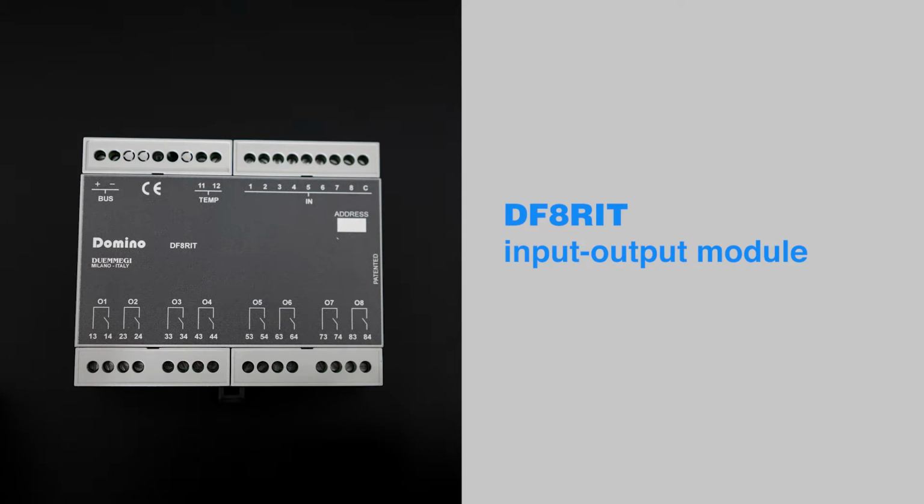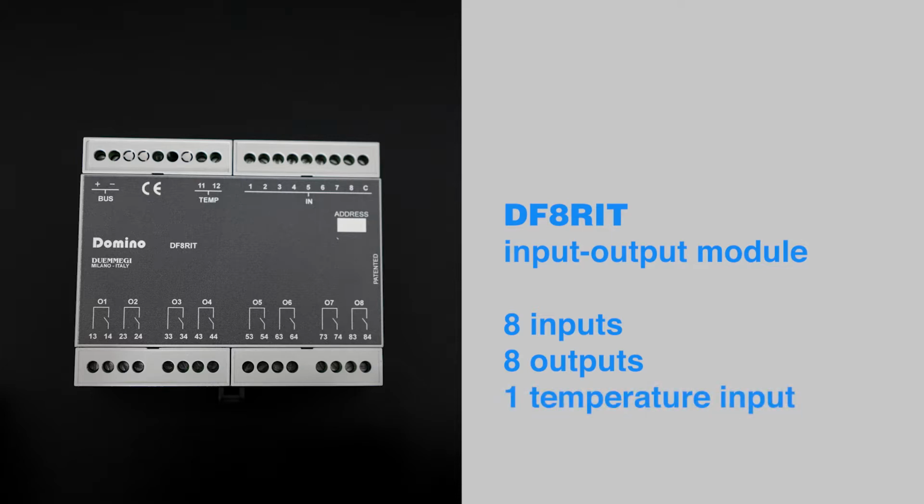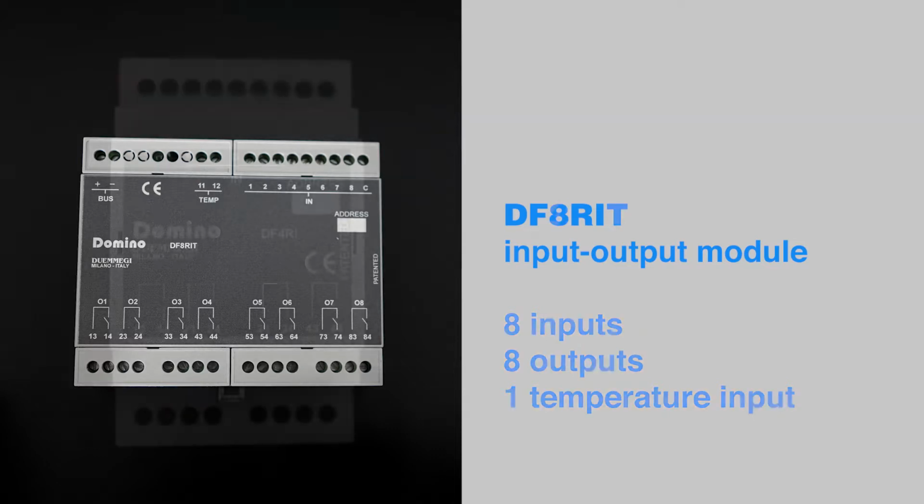The DF8RIT module includes the following functions: 8 digital inputs for contacts without potential, 8 power relay outputs, which can be configured either for the on-off switch of generic loads or in couples for the control of rolling shutters and Venetian blinds, 1 input for temperature probes.